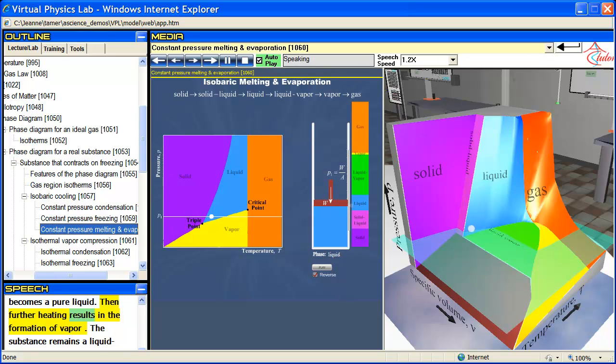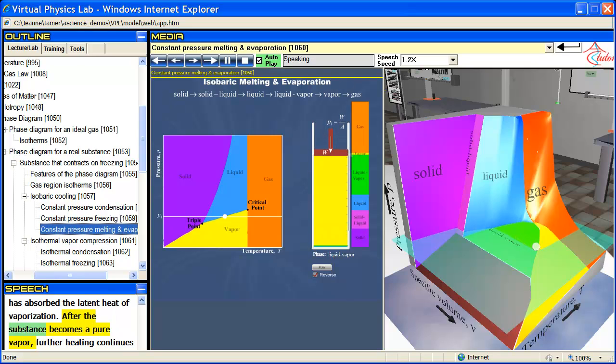Then further heating results in the formation of vapor. The substance remains a liquid-vapor mixture, at constant temperature, until the liquid completely evaporates after it has absorbed the latent heat of vaporization. After the substance becomes a pure vapor, further heating continues to increase the vapor's specific volume.